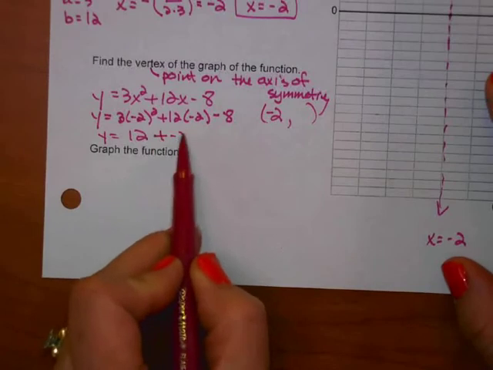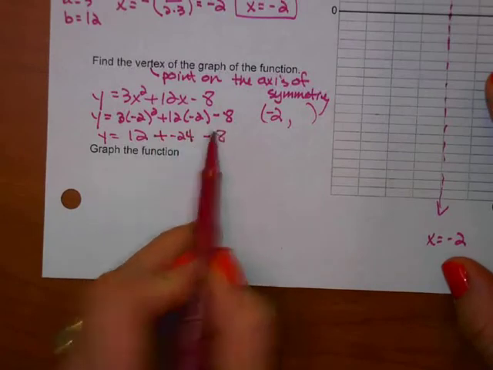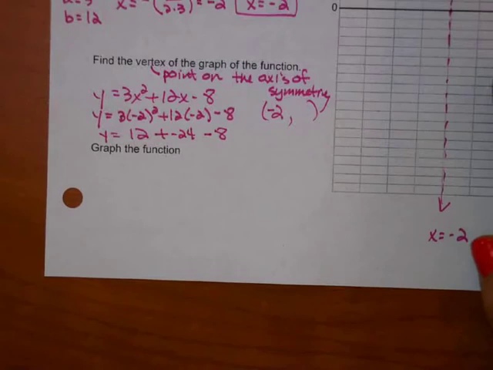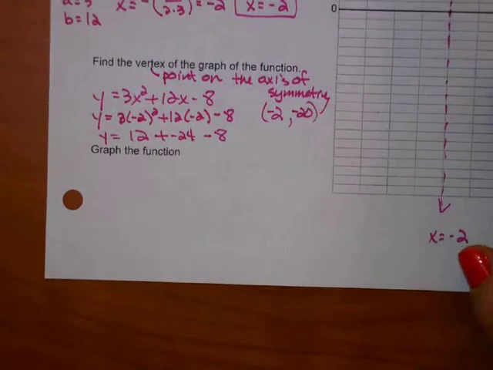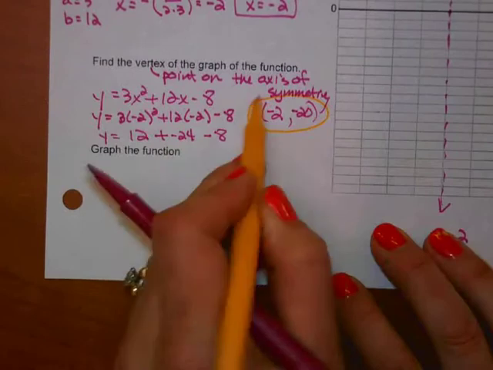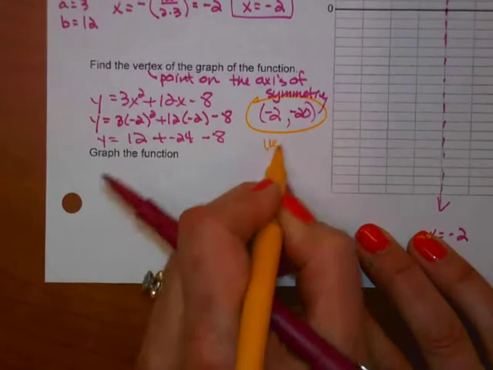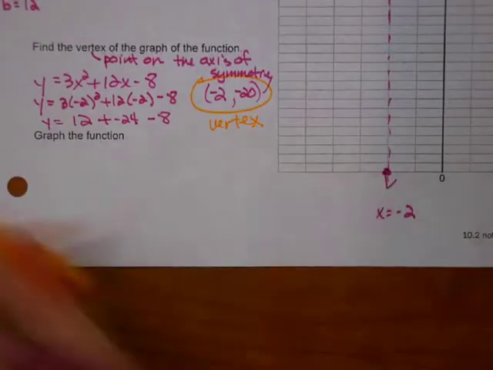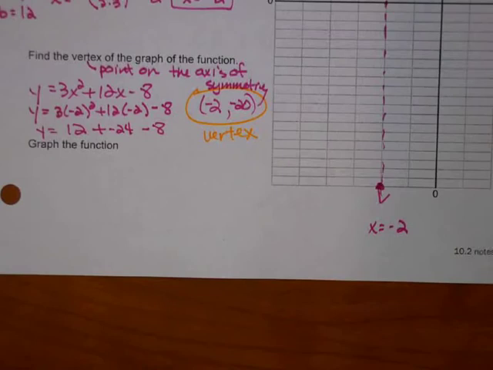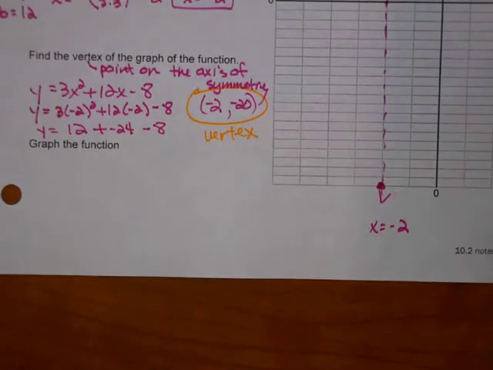This is negative 24, and that's minus 8. And then what do you get? Negative 20. That's your y-coordinate. When negative 2 goes in, negative 20 comes out. So this is your vertex. That's your vertex. That's way down here. Where is this?